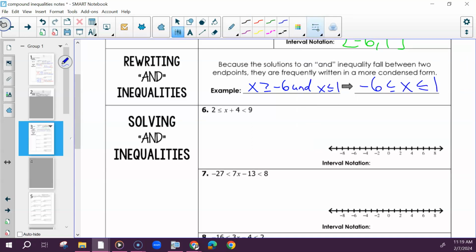Okay. So with this, we're going to solve everything all at once. So we're trying to get x by itself from the middle. So we can subtract 4 to everything. And then simplify. So when this is already in this format, it'll be as a condensed form when you go to write it.